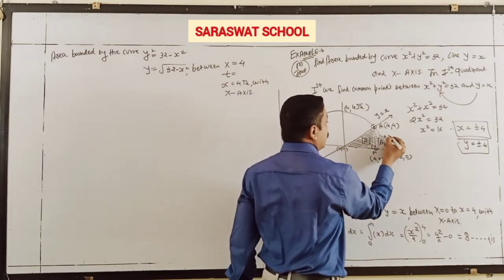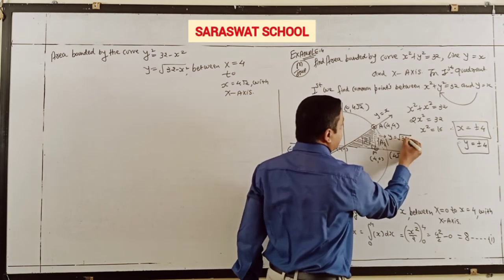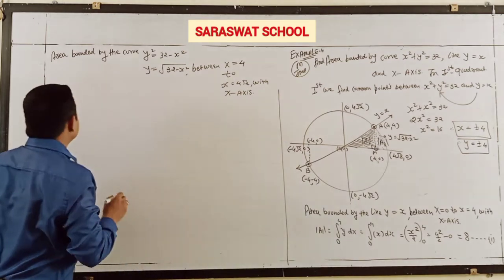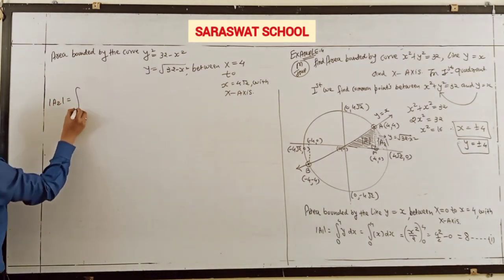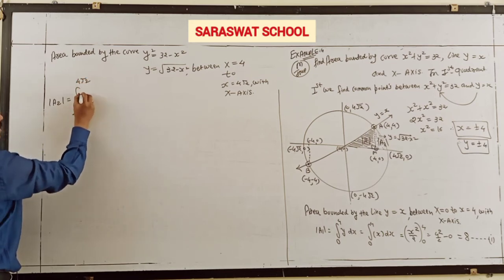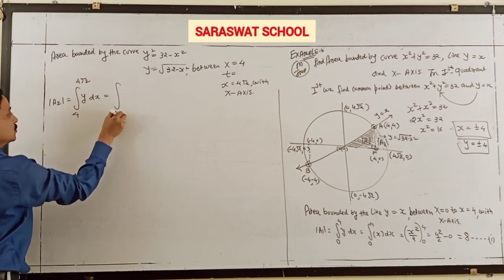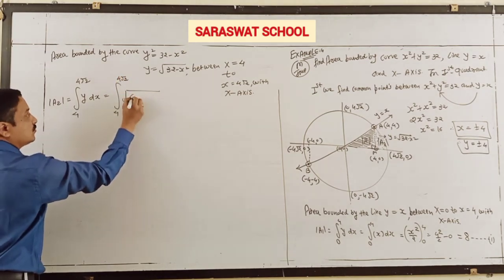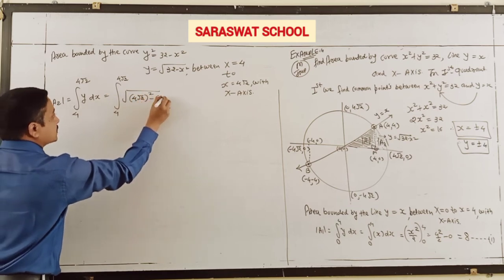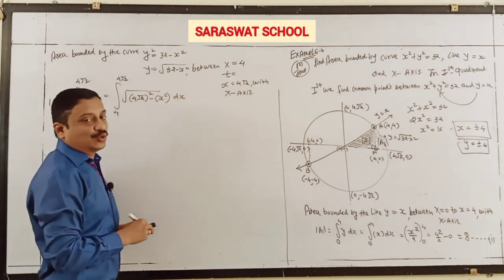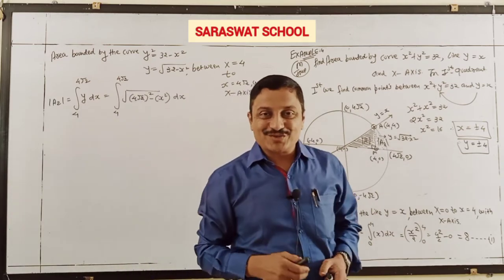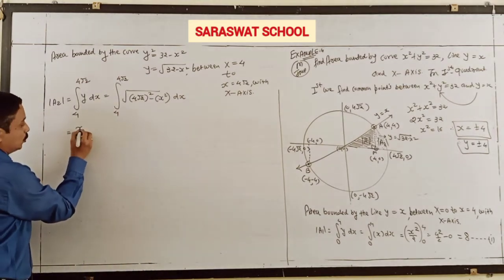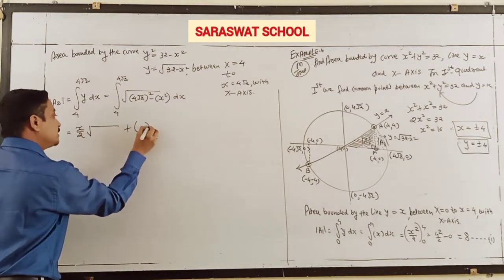Here this curve, y is equal to under root 32 minus x square, I explain from 4 to 4 root 2. So students, your A2 area is the integral from 4 to 4 root 2 of y dx. Here y is under root of 32, which is 4 root 2 square, minus x square. And this formula you know for your integrations, constant square minus variable square, is sine inverse related.